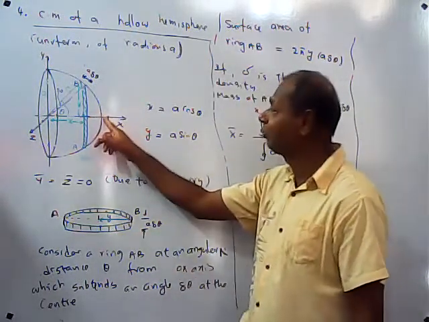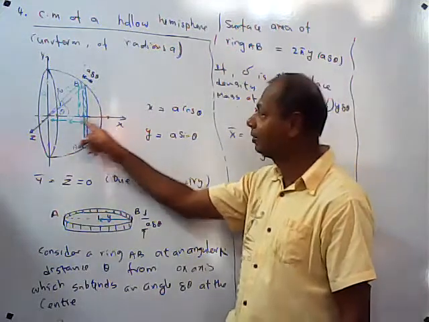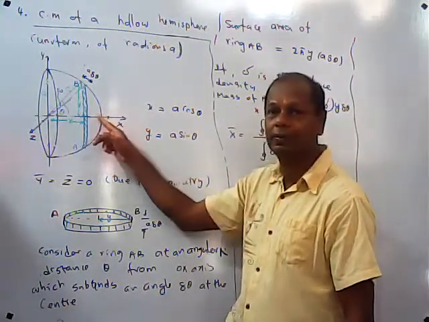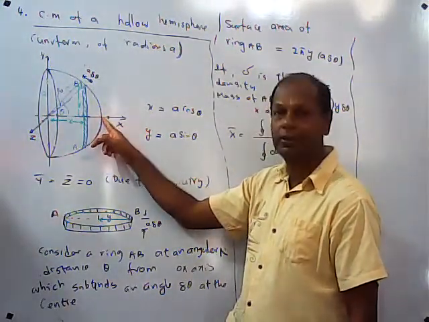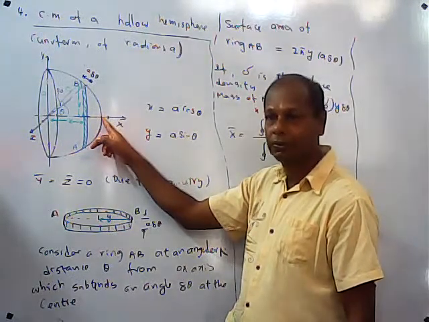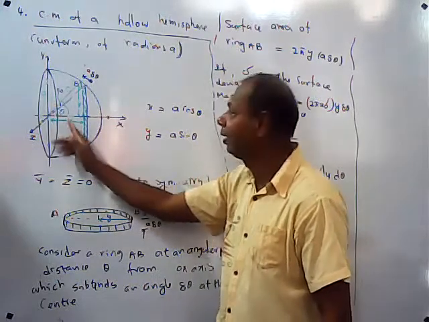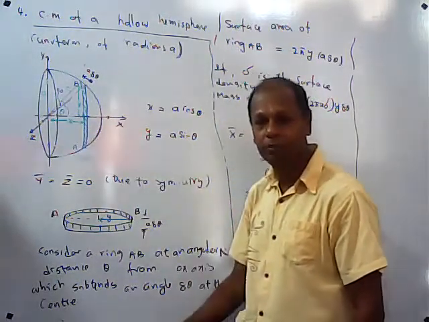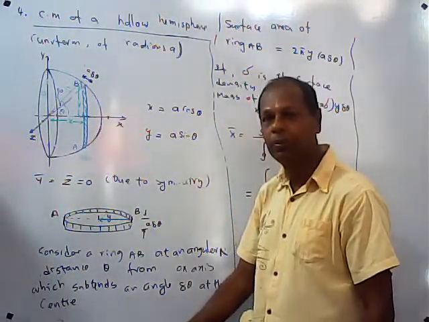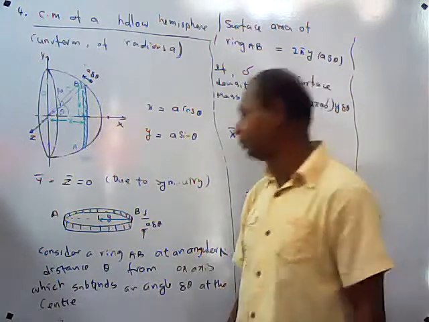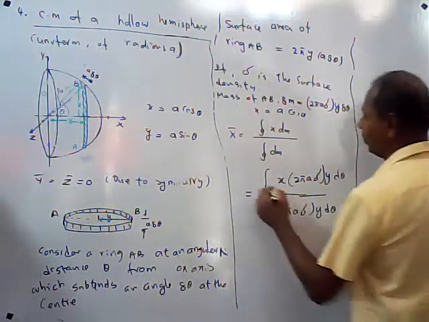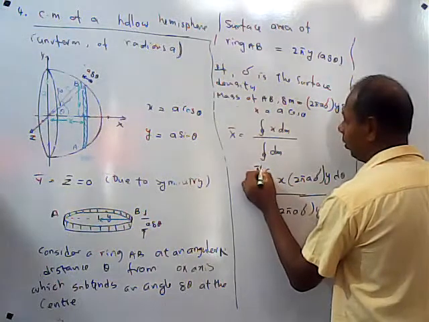Anyway, for the furthest ring here, what is the value of theta? For the furthest ring, theta is 0. For the closest one, theta is pi by 2. So in that sense, it's 0 to pi by 2. Yes, you have to integrate from 0 to pi by 2.